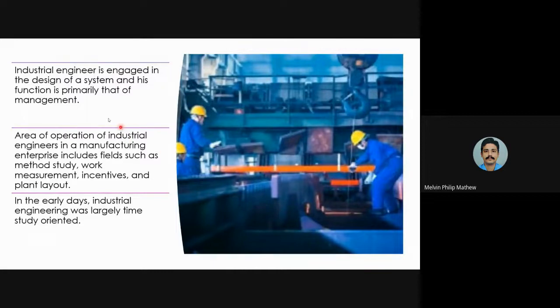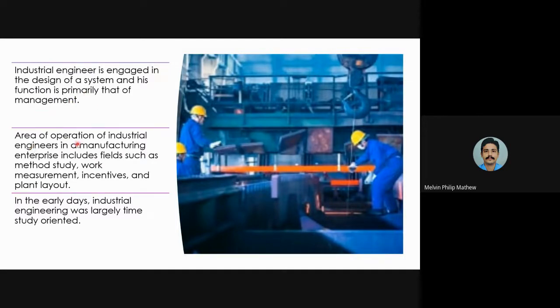An industrial engineer is engaged in the design of a system whose function is primarily that of management. So it is a management field, and that is what is done by an industrial engineer. He is an engineer, but he is engineering various methods to increase the productivity and the profits. So it is basically a management field.